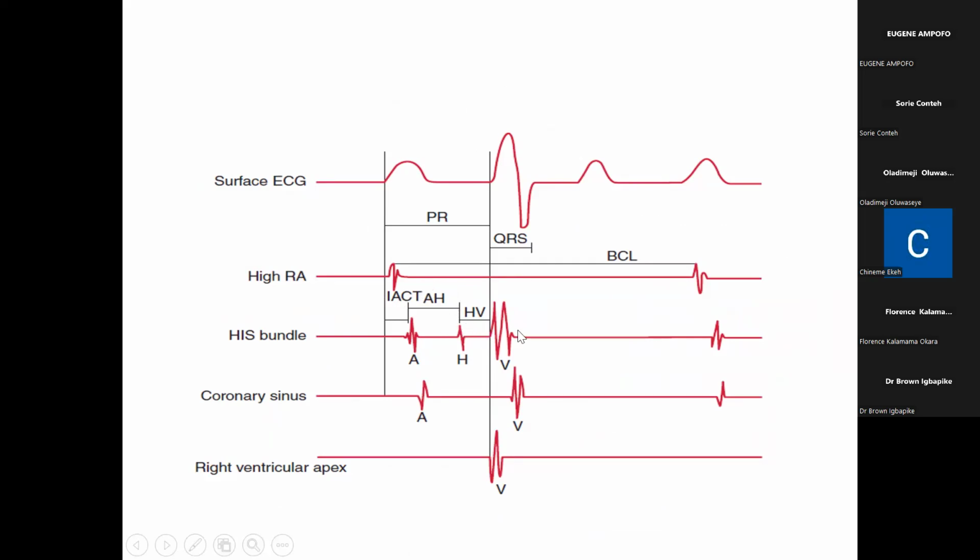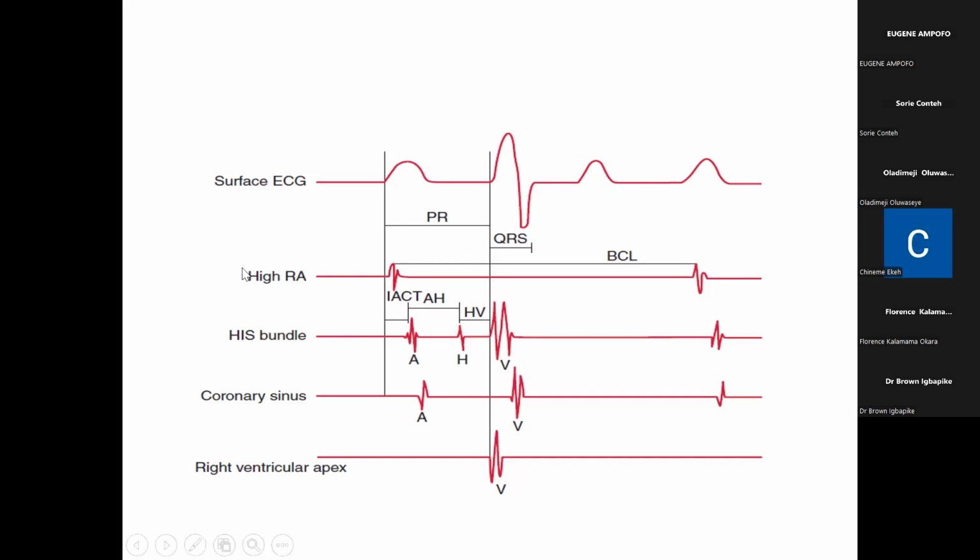If your HV is prolonged, that means there's a problem with conducting from the HIS to the ventricle. So that means this person would have a high-grade AV block. Oh, that is clear. So it just helps you to make the diagnosis of tachycardia and make the diagnosis of bradycardia.